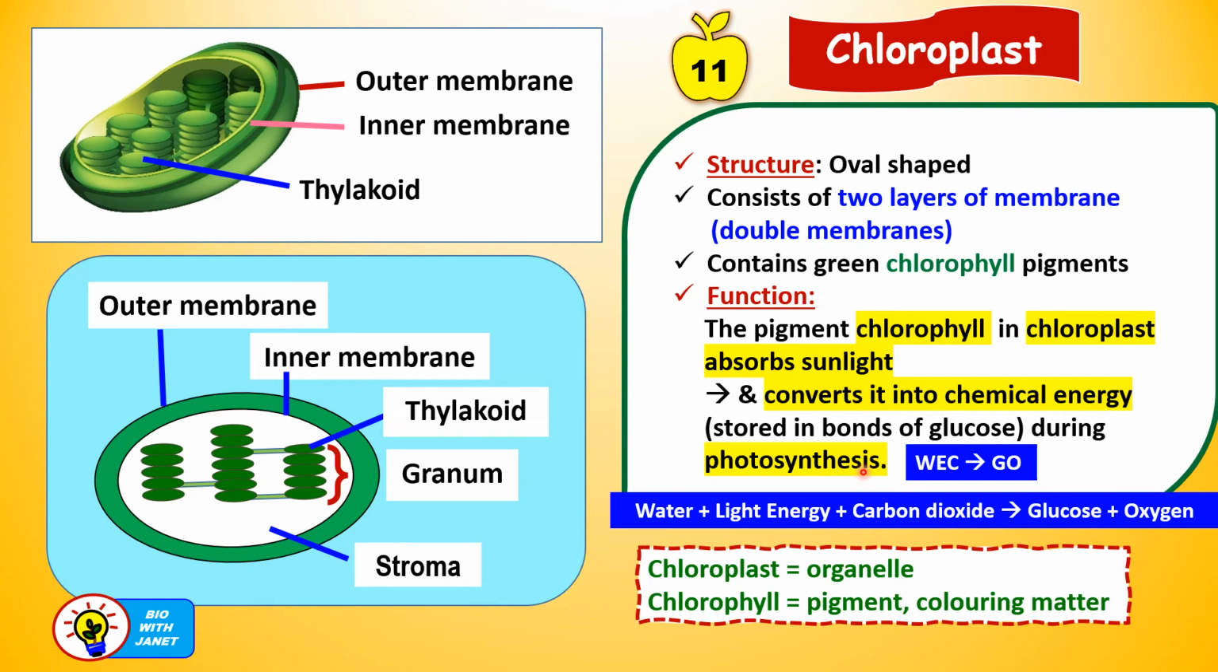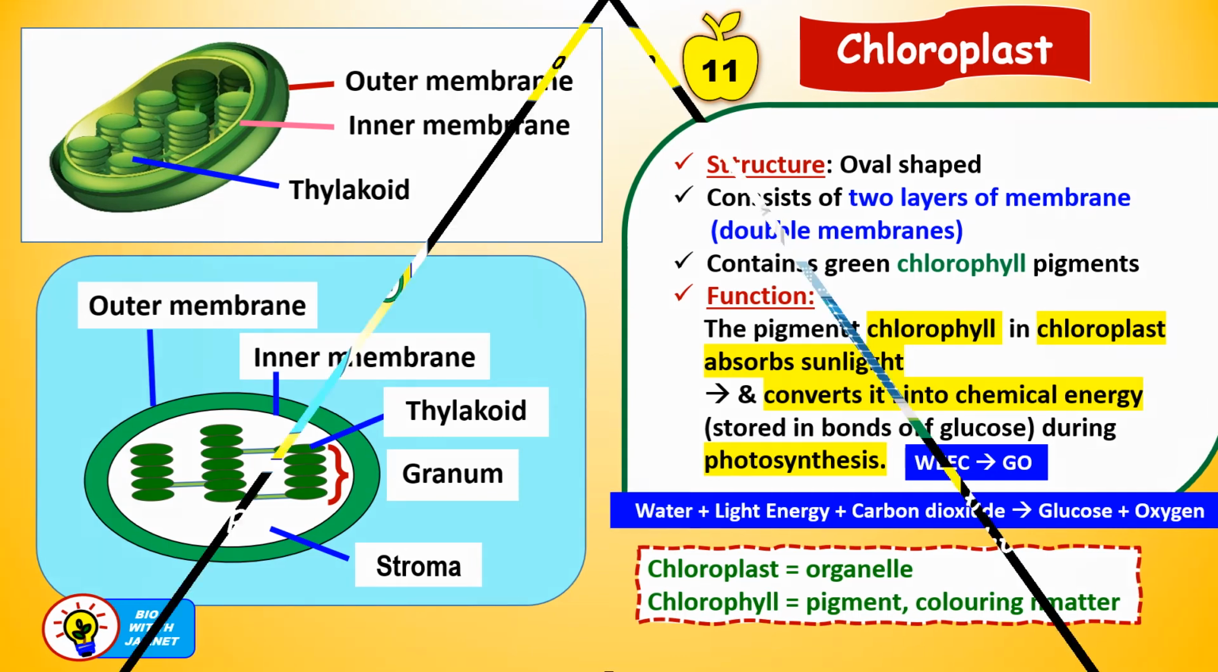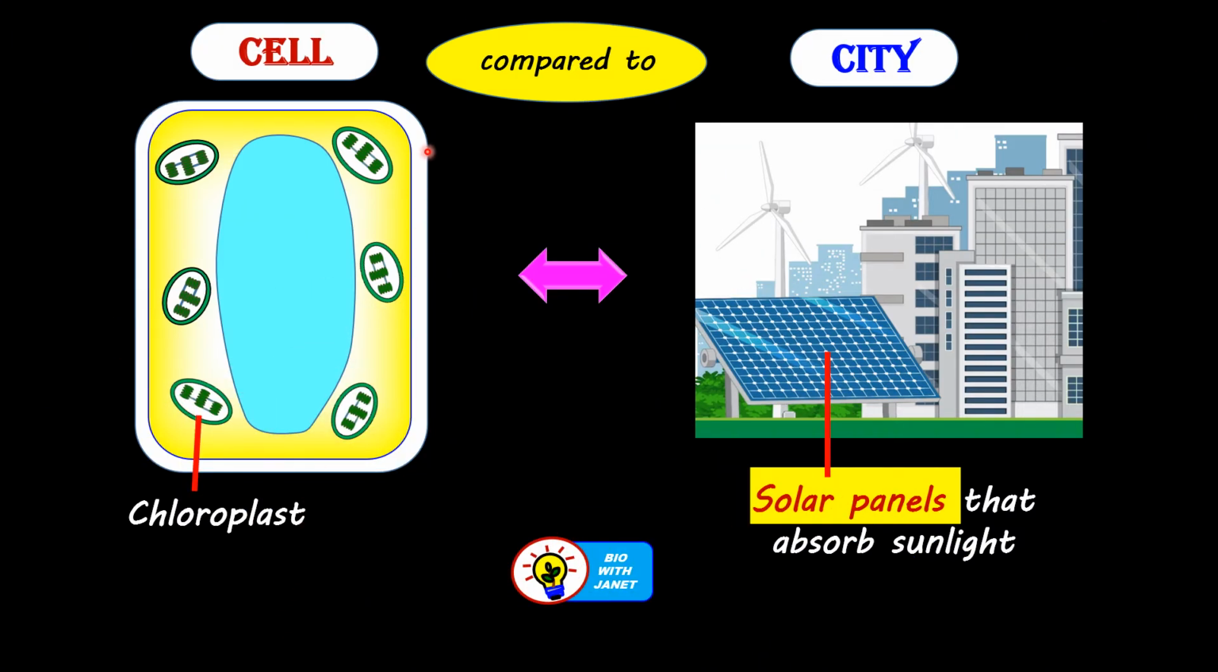So photosynthesis is just the opposite of respiration. It needs the pigment chlorophyll in the chloroplast to absorb the sunlight for photosynthesis to be carried out by the plant, and for light energy to be converted into chemical energy stored in the bonds of glucose. If we were to compare a cell to a city, the chloroplast inside the cell can be likened to the solar panels on the rooftops of buildings in the city that absorb sunlight, because chloroplast contains chlorophyll that absorbs sunlight and converts it to chemical energy stored in the bonds of the food molecules.